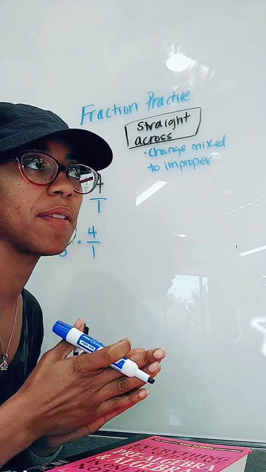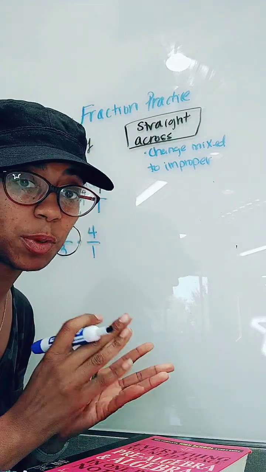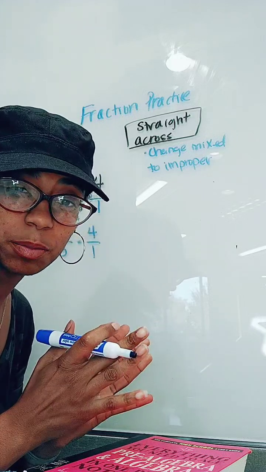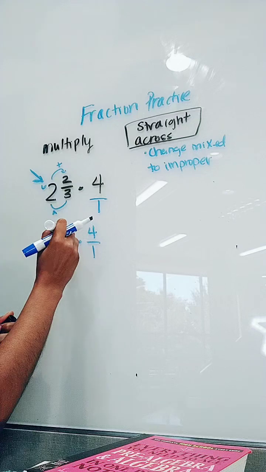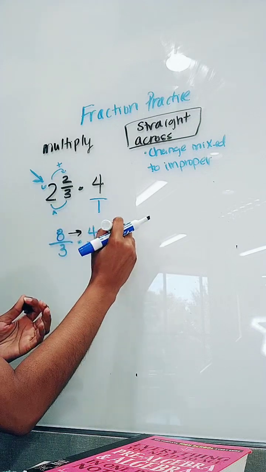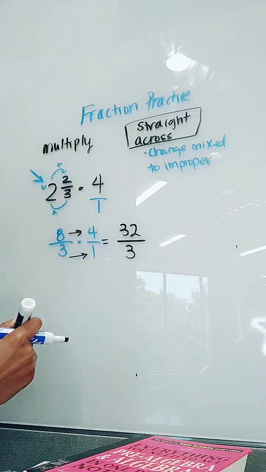Just anytime you have a mixed number, you have to change it to an improper fraction. That's the only way you can multiply or divide it. Adding is a little bit different, okay? Now we're gonna go to the point where we're straight across. 8 times 4 is 32. 3 times 1 is then 3, okay?